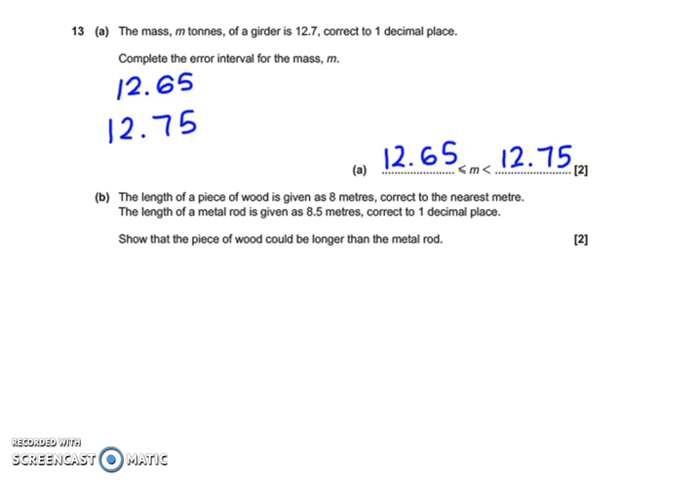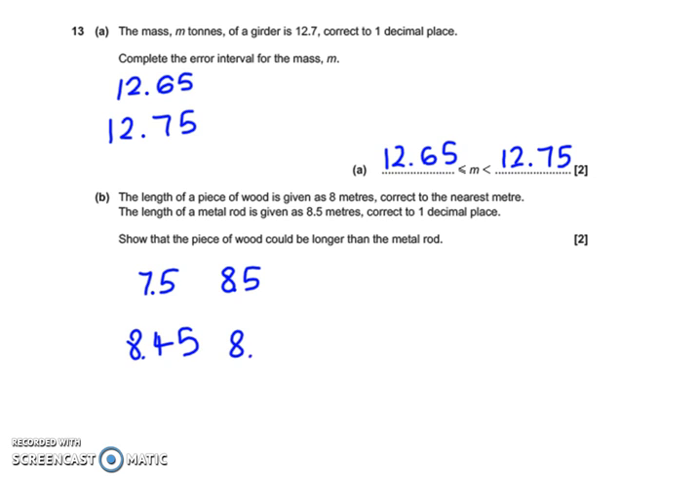And then part B. So the wood is 8 meters correct to the nearest meter, and the metal rod is 8.5 meters correct to one decimal place. You can see each thing has been rounded off slightly differently. So let's just look at this piece of wood for a second. It's correct to the nearest meter, so the wood could be anywhere between 7.5 meters and 8.5 meters. Whereas the metal rod is 8.5 correct to one decimal place, so it could be anywhere from 8.45 to 8.55.